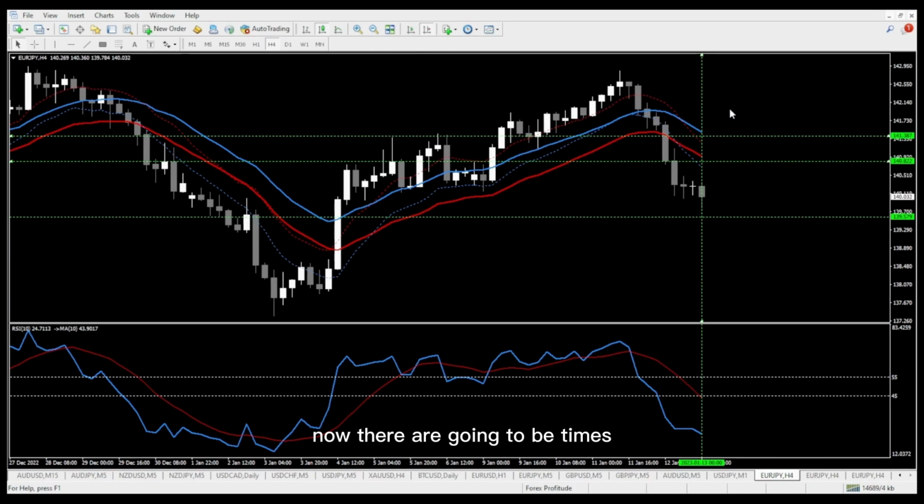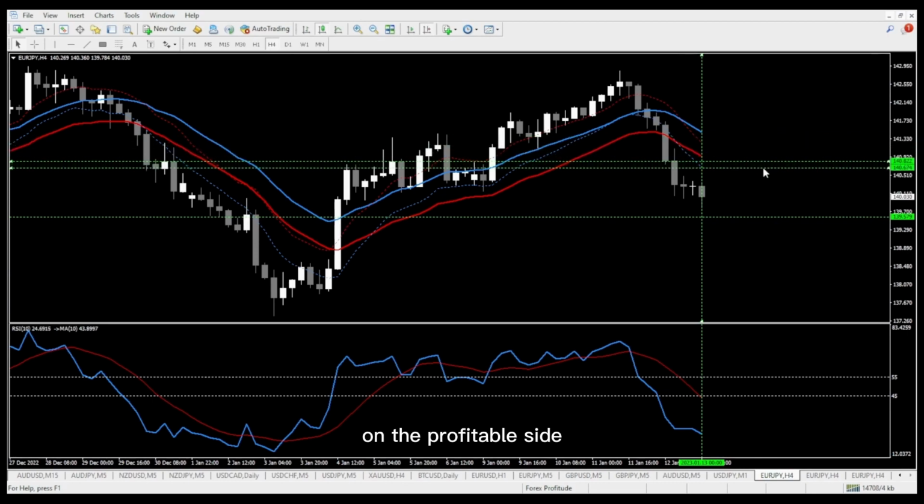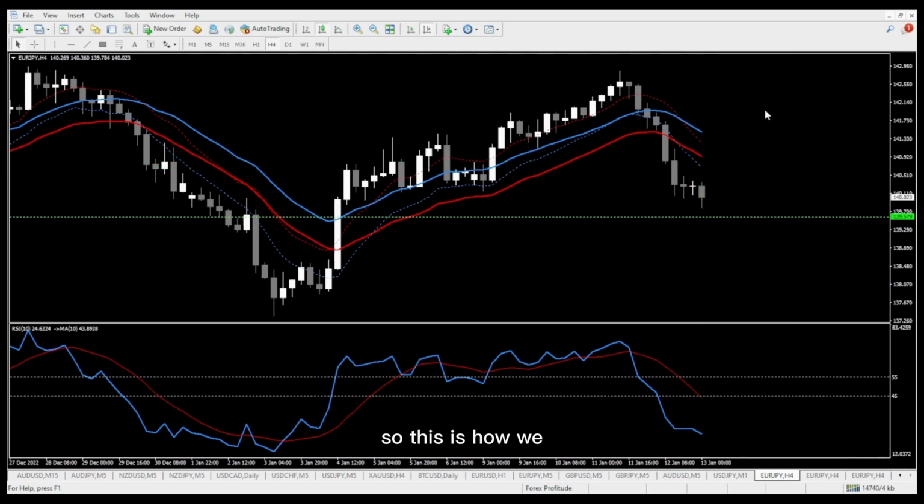Now, there are going to be times where you find that that 10 EMA gets beyond that entry price. So your stop loss will literally be on the profitable side of that entry. When that does happen, no matter what happens, you're going to make money on the trade. You're either going to hit the profit target or you're going to get stopped out. But if you get stopped out, it'll be in the positive territory. You'll be stopped out at plus 10 pips or plus 20 pips or whatever the case is. So this is how we manage the trade with the Forex Power Pro moving averages.